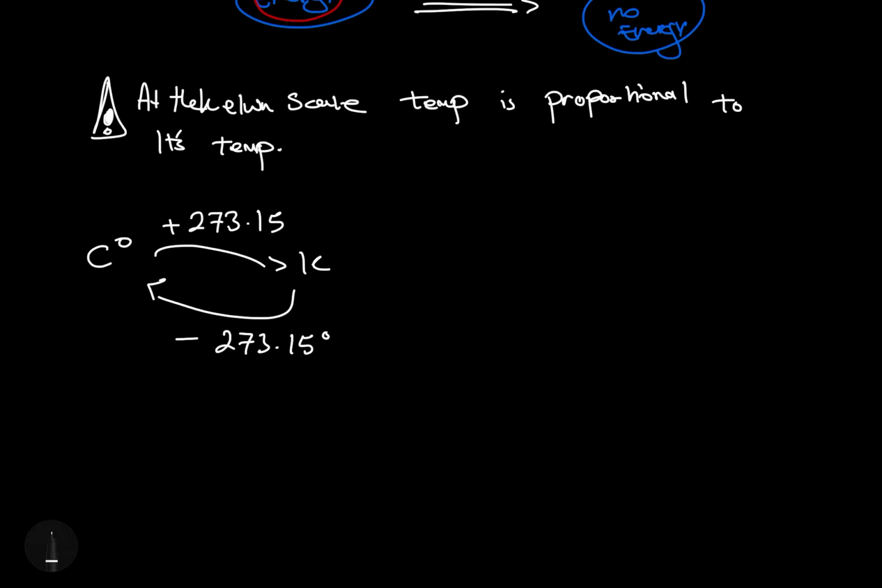So I'm going to give you an example. You can try doing this by yourself, and try pausing the video. So 27 degrees Celsius, I want you to convert that to Kelvins. All right, so how do we do this? Well, 27 plus 273.15. Why am I adding? Because I'm going from Celsius to Kelvin, I have to add. I'm going to get 300.15 Kelvins.